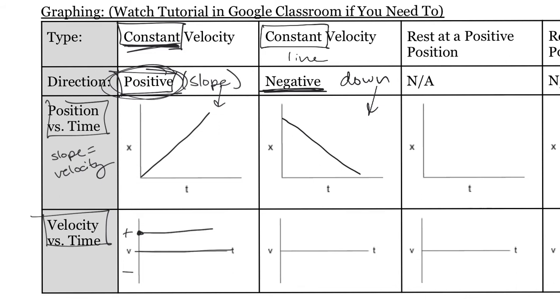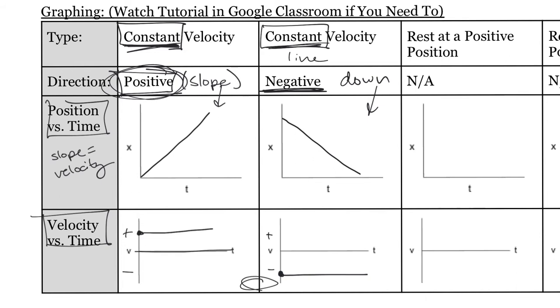And then for the velocity versus time graph, you're doing the same thing. You've got a negative velocity, so it goes on the negative side of the velocity graph. And if it's constant, it stays the same, straight across, like so. Okay, so the only difference between these two was that we went from a positive side to a negative side.